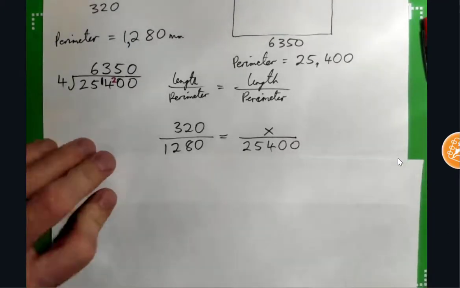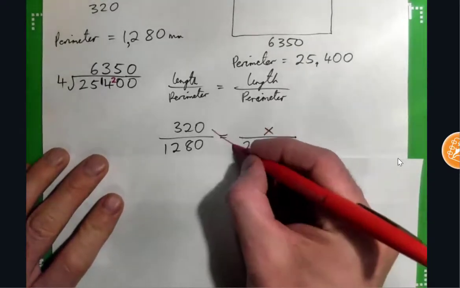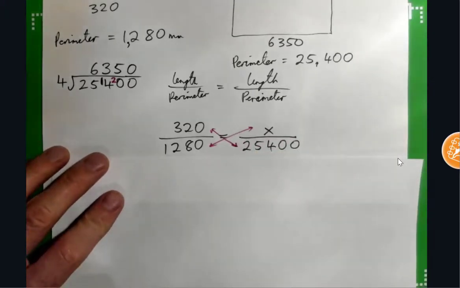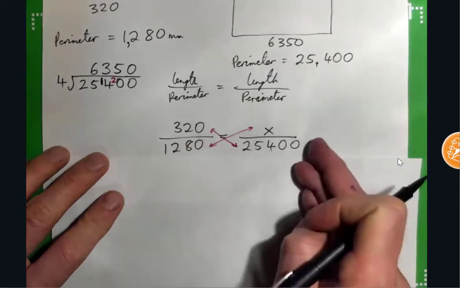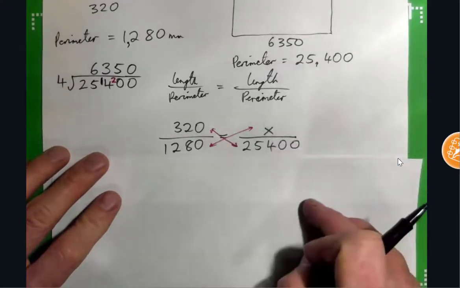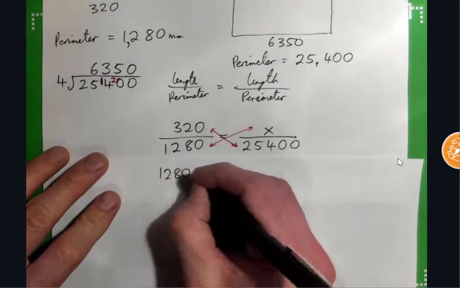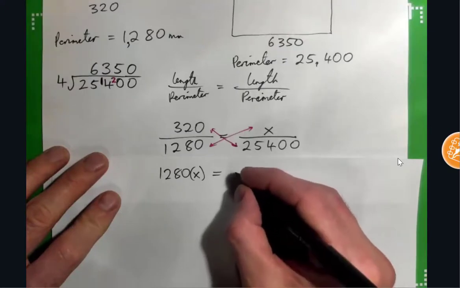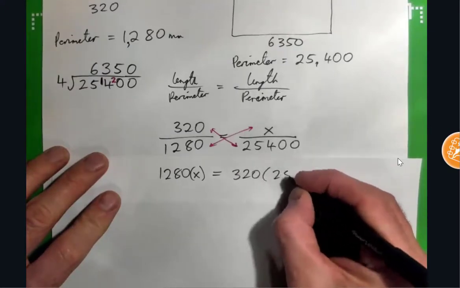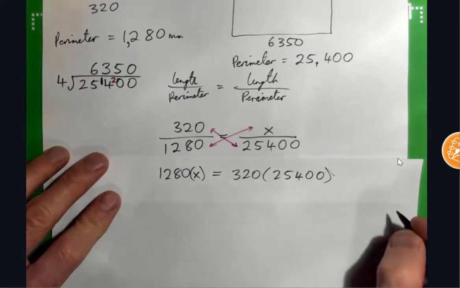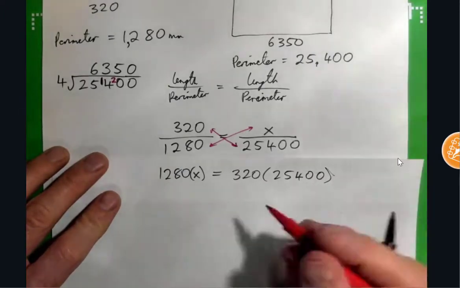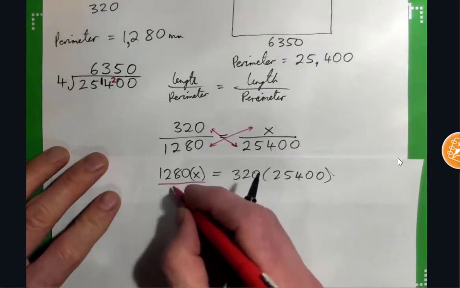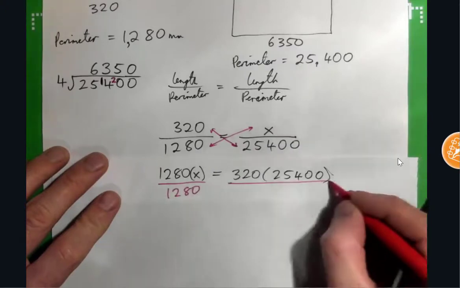But I'm fine if you all just decide to divide by 4. That's fine. That will give you the answer. But I'm a math teacher, so I'm going to go through the process with this as well. If we have a proportion, a fraction equal to a fraction, we can cross multiply to get the answer. So we get 1,280 times x equals 320 times 25,400. And so we need to divide by 1,280 on both sides.